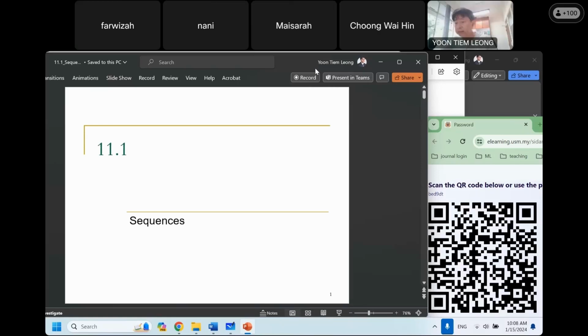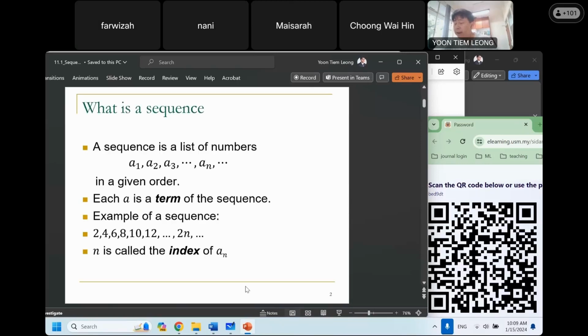This is a topic on sequence. We have to first discuss what is the definition of a sequence, and the rest of the time is to be spent on explaining how you would calculate the so-called limit of the sequence.